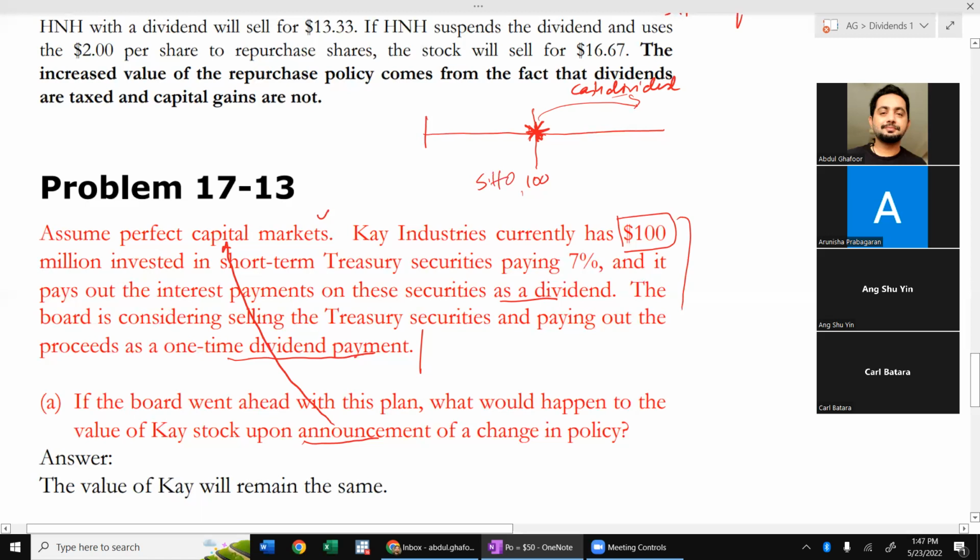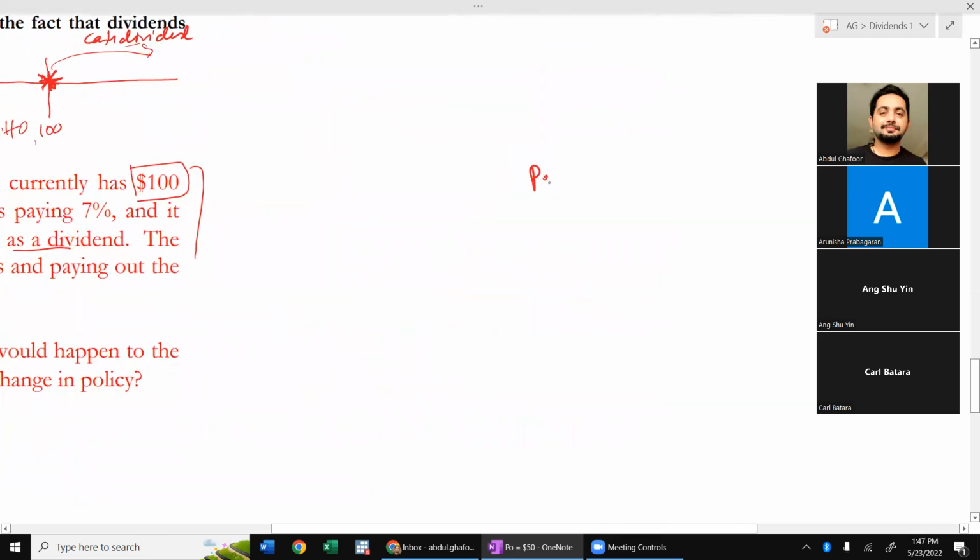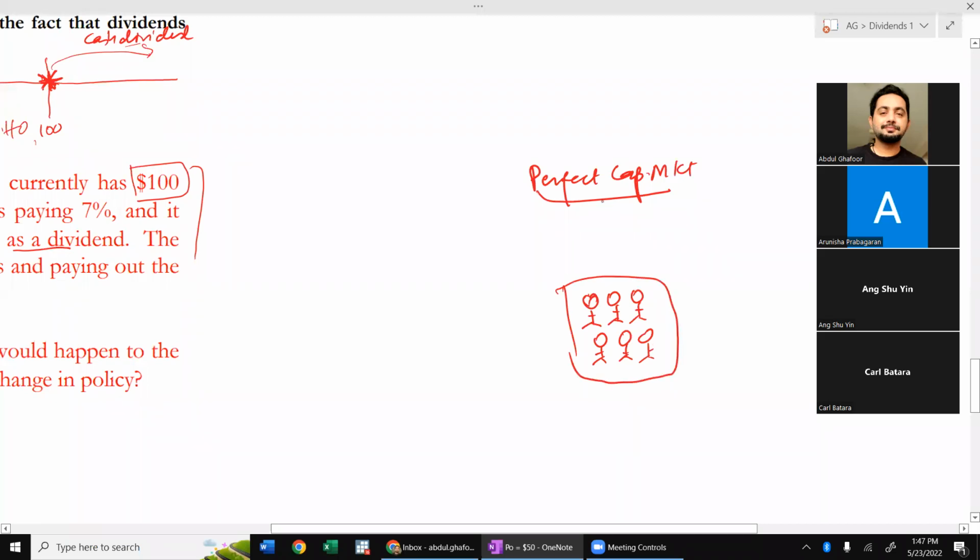Why? Because in a perfect capital market, all the participants, let's say all of these people, have equal information. Whatever announcement the company makes, all of these people will get this information. So it is not possible that this investor has not received this information. Everybody will receive the same level of information. So this is a perfect capital market.